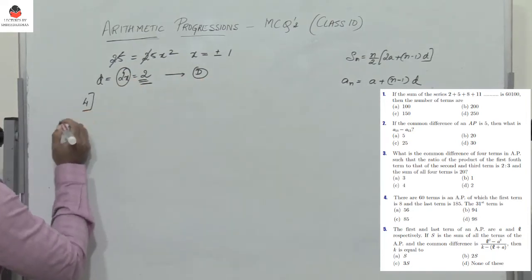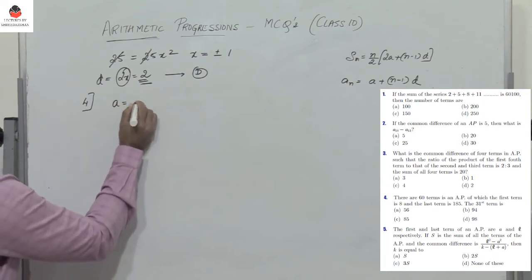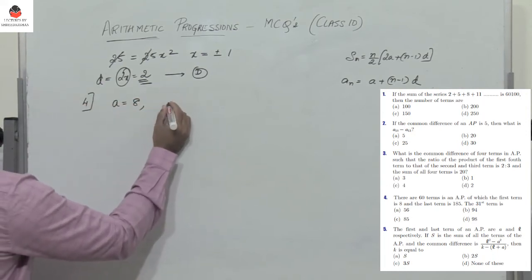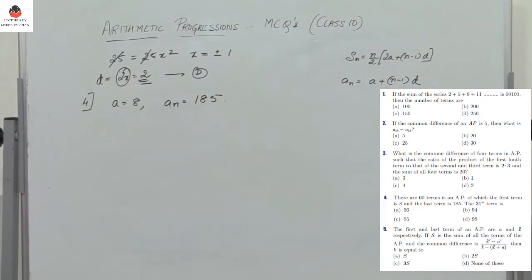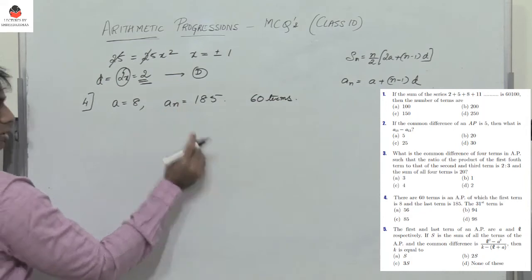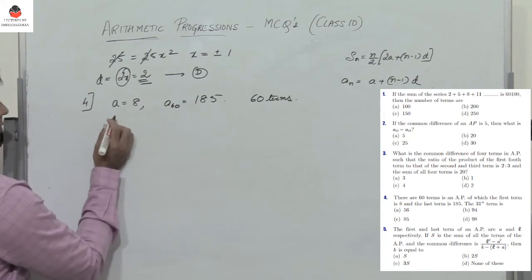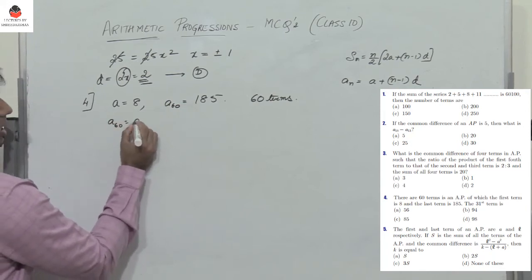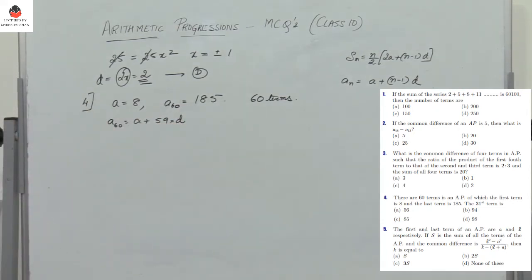Fourth one, there are 60 terms in an arithmetic progression, of which the first term is 8 and the last term is 185. So the first term is 8, so A equals 8, and the last term AN equals 185. So we need to find the 31st term, given that there are 60 terms in an AP. So therefore this is A60. So A60 is 185. So A60 is A plus 60 minus 1, which is 59 into D. So what do we have to find? We have to find the 31st term.